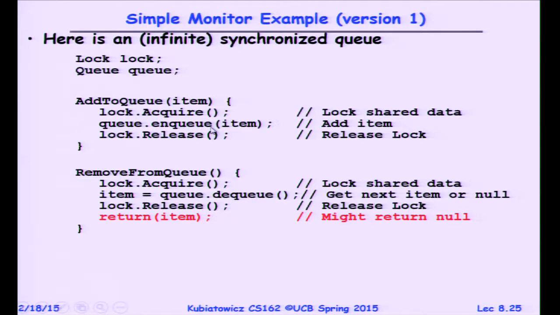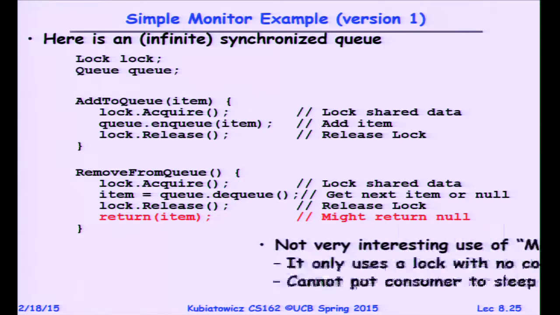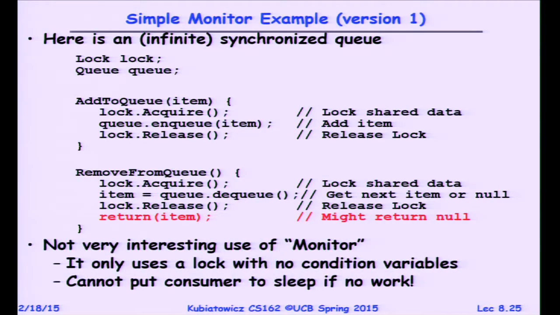Okay, now most of you are like, wait a minute, that's boring, there's only a lock, there's no condition variables. How many people see there's no condition variables here? Okay, there aren't. Technically, this is a monitor. We'll call this the degenerate, not very interesting use case of a monitor, but technically this is a monitor. It uses a lock with no condition variables.